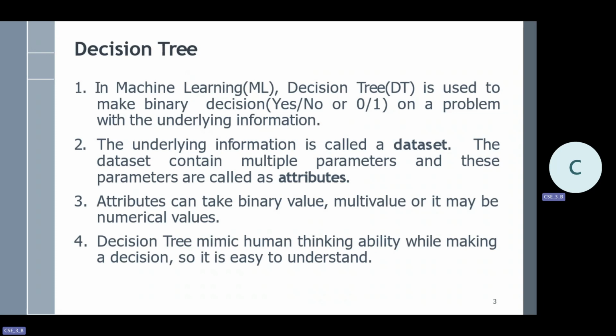The data set contains multiple parameters, and these parameters are called attributes. It is also referred to as a training set and a labeled set. An attribute can take binary values, multi-values, or numerical values. Decision trees mimic human thinking ability while making a decision, so they are easy to understand. That's why it is considered one of the most popular approaches of classification technique.